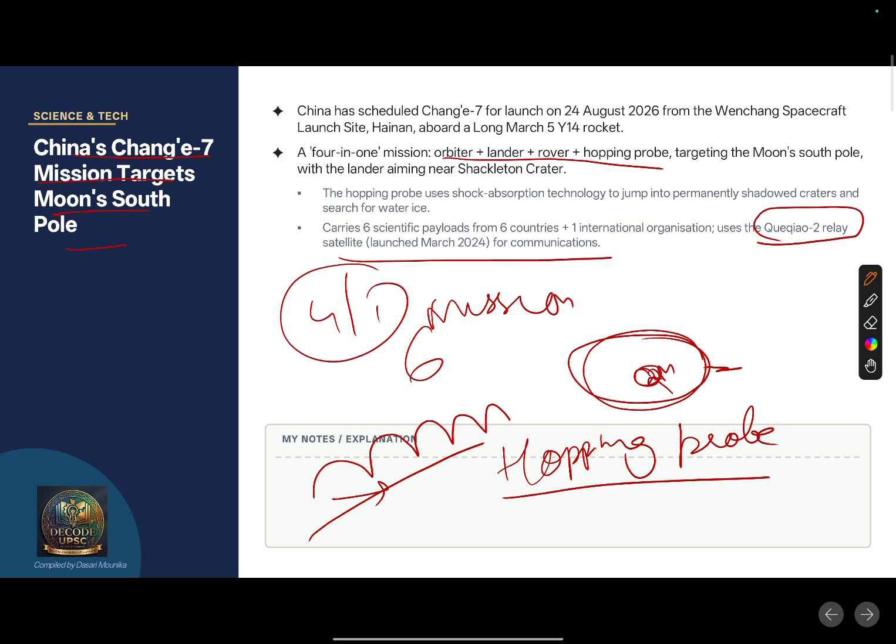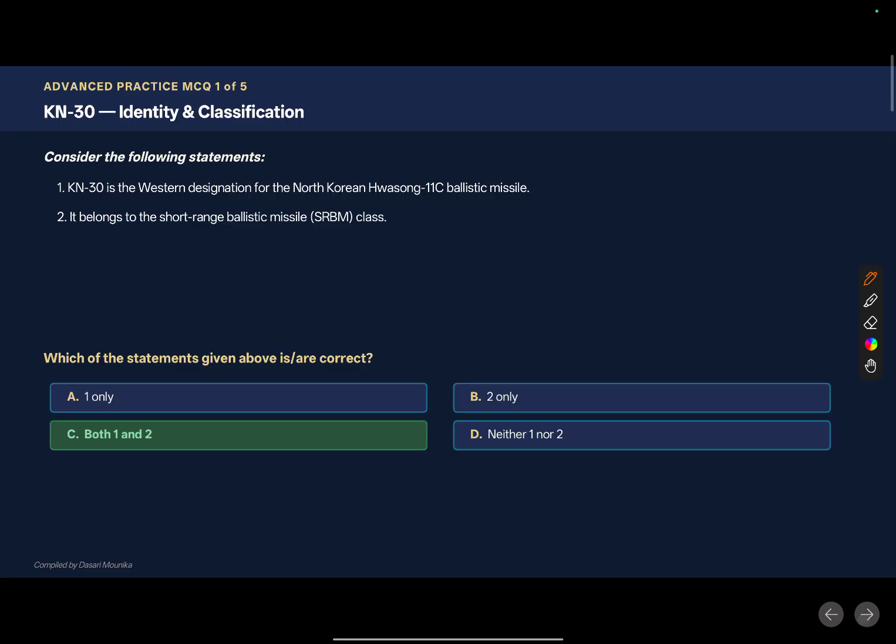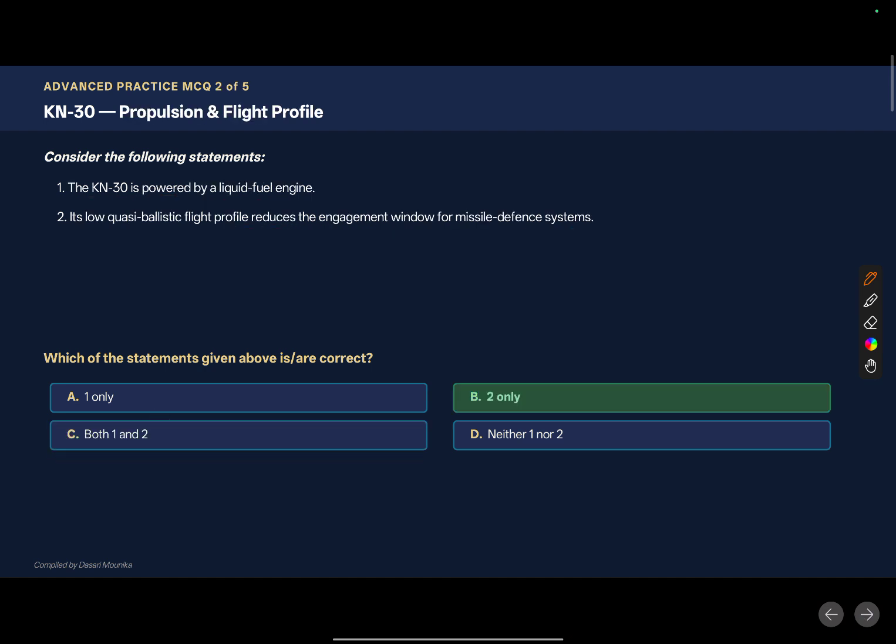Quick revision. Chang'e 7, Moon's South Pole, 4 components: orbiter, lander, rover, hopping probe. The hopping probe searches permanently shadowed regions, with communication support from the Queqiao-2 relay satellite. Okay, so now let us solve a few MCQs. Consider the following statements. KN-23 is a Western designation for North Korea's Hwasong-11C ballistic missile. Yes. It belongs to the short-range ballistic missile category. Yes. We discussed them both in our session.